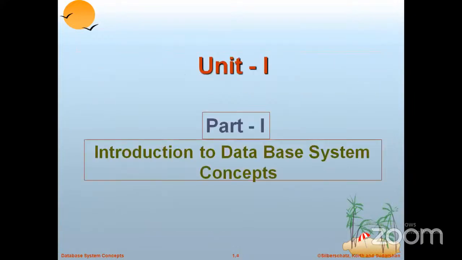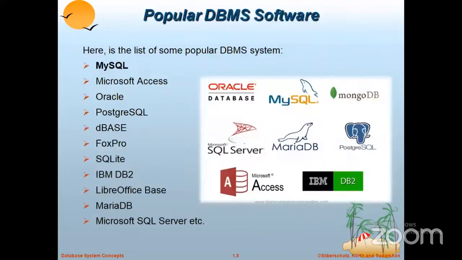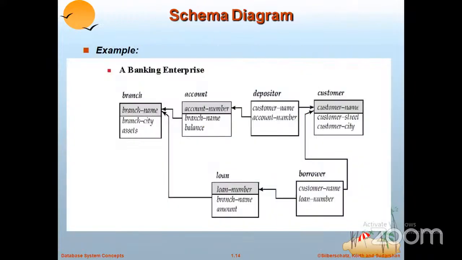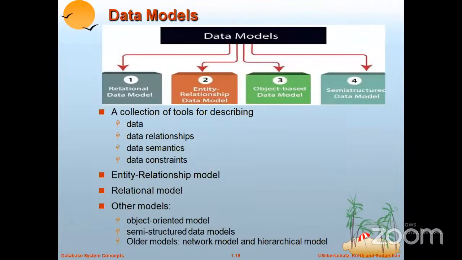After writing the definition of data model, you need to list the four data models. The first one is relational data model, second is entity relational data model, third is object based data model, and fourth is semi structured data model.